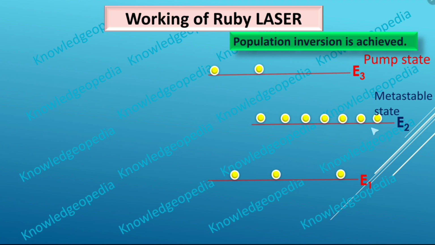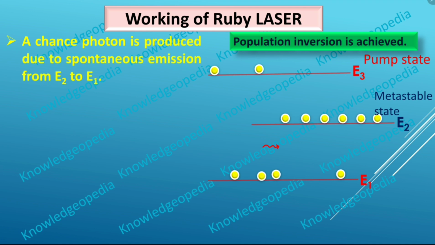When this population inversion is achieved, let one of these atoms move automatically or spontaneously to energy state E1 after the elapse of the lifetime. So when this ion is moving from E2 to E1, it will emit a photon, because this transition from E2 to E1 is radiative in nature. So this photon is emitted by the ion when it is moving from E2 to E1. So a chance photon is produced due to spontaneous emission from E2 to E1.